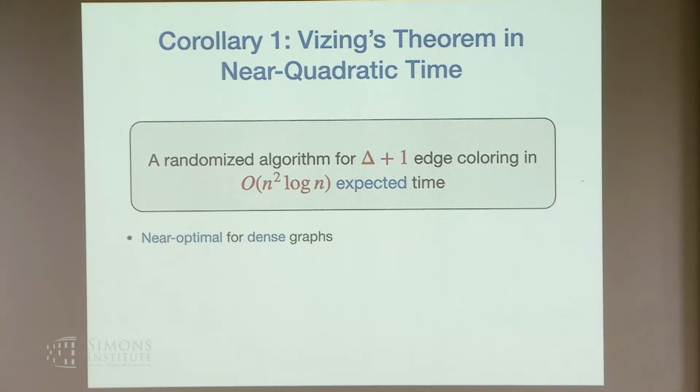This is now near optimal for dense graphs. This is an order n squared type result. So if your graph is dense, this is near linear in the input size. And this breaks through this m root n barrier, basically. It's a polynomial time improvement whenever m is larger than n to the 1.5.